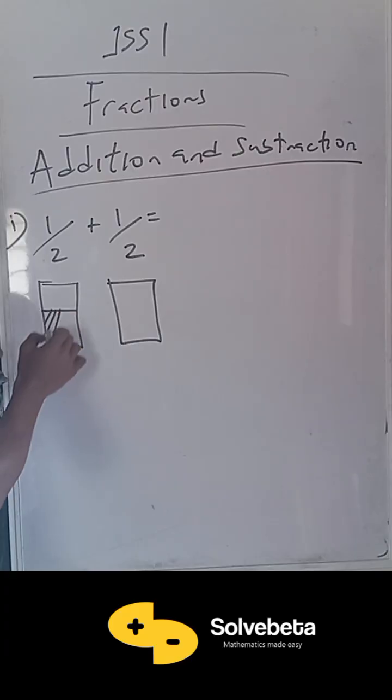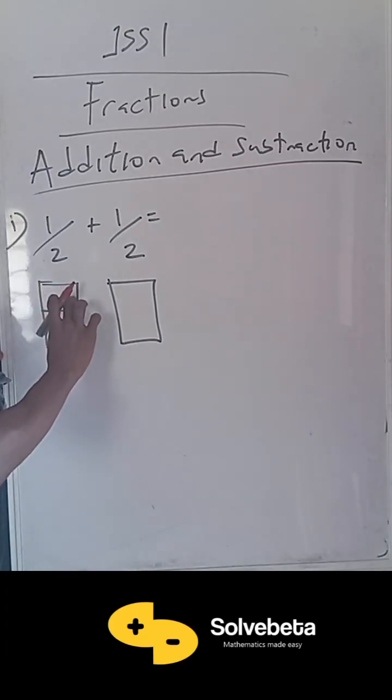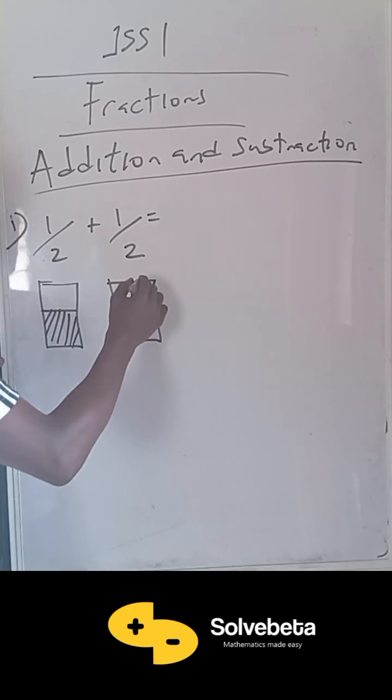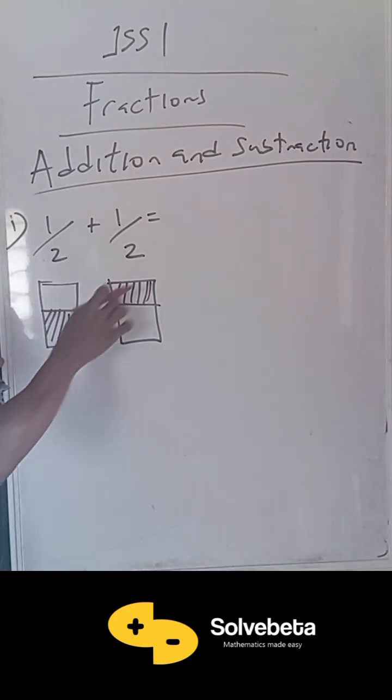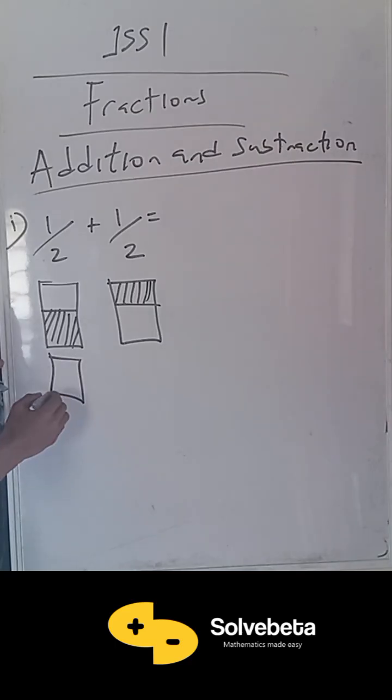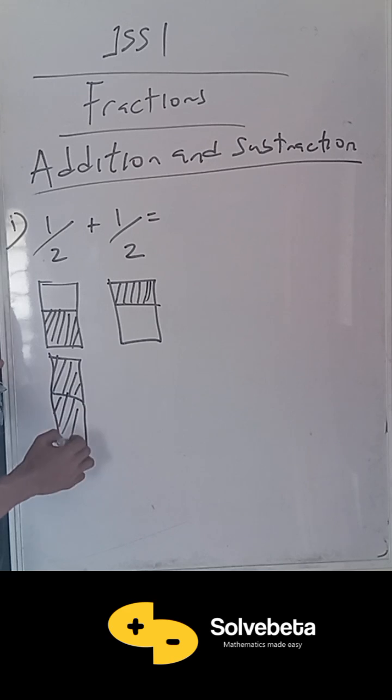This is half of it. You have a loaf of bread. This is half, and this is another half. If I take this half and I take this half and add it together, I will get 1. If I add this half to this half, I will get what? 1 of it. You can add it visually.